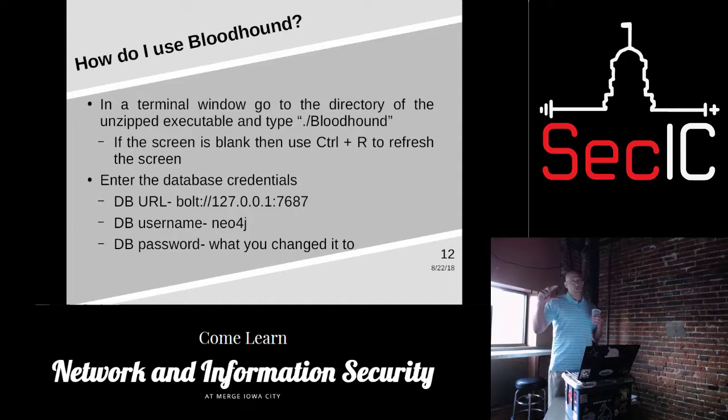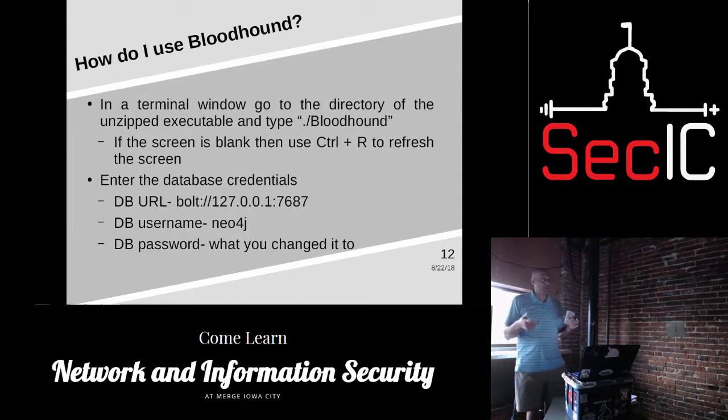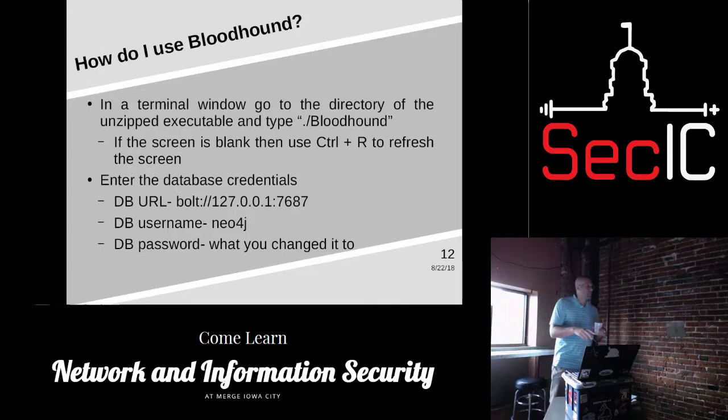Then when you load up Bloodhound, it'll of course ask for credentials to log in to the Neo4j server. It's already grayed in there. You may have to type it, but it'll present it to you, 127.0.0.1 with the port number 7687, so it's easy to remember. The only thing you really have to remember is what you changed that password to.